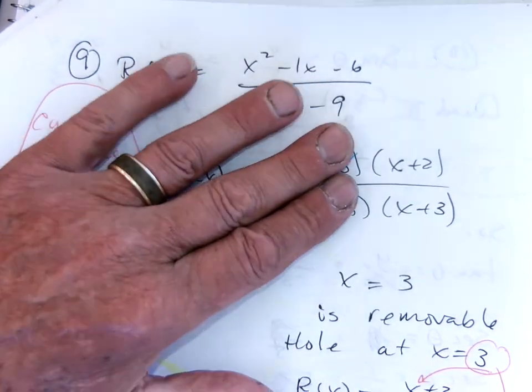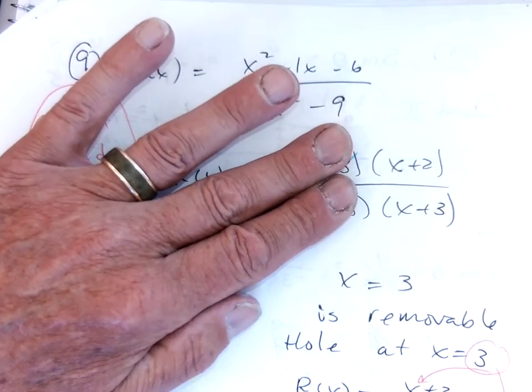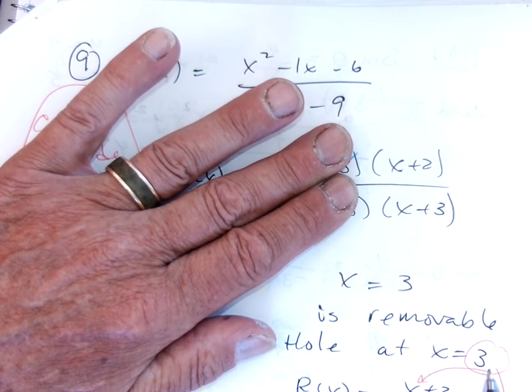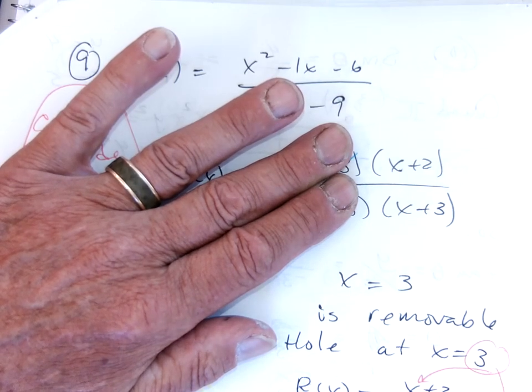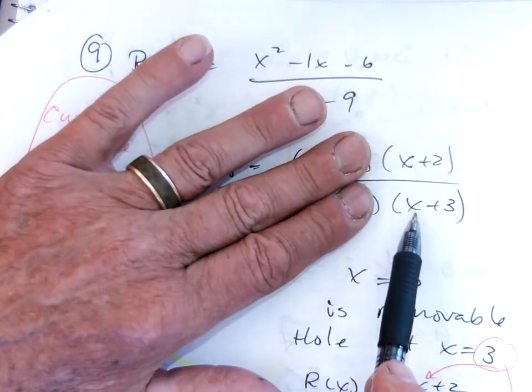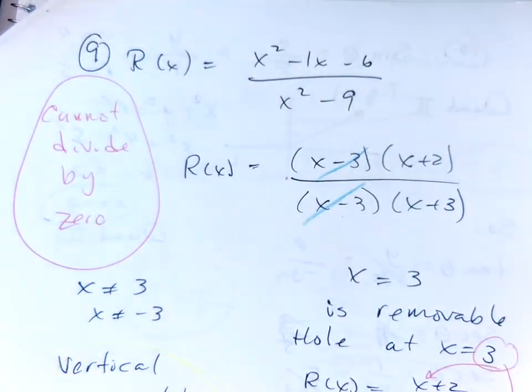Once I cancel that out, it changes to the equation x plus 2 over x plus 3. Then I can plug in the 3, and I get the y value of 5/6. My hole is at (3, 5/6). Now, the negative 3 I can't get rid of. x cannot equal negative 3, so that's a vertical asymptote.